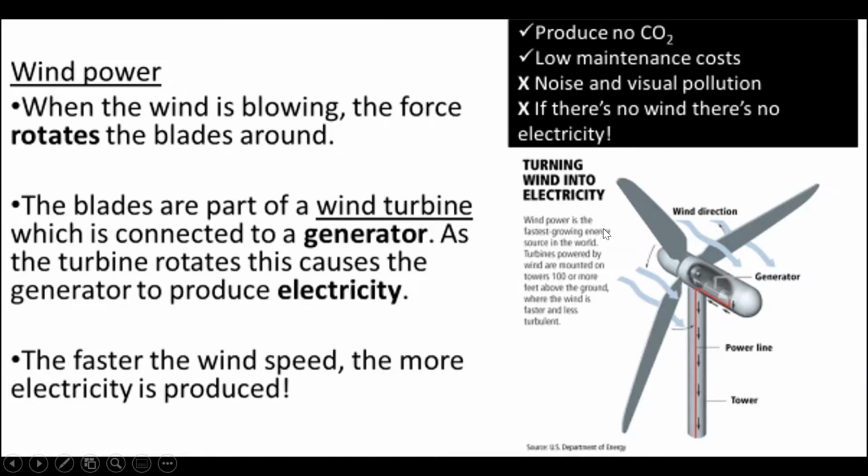Obviously you can see that there are advantages and disadvantages of this straight away. Let's start with the good. Advantage: it produces no carbon dioxide. Once they're up and running, they don't produce any carbon dioxide. Number two, they're very low maintenance. They don't often go wrong, and often don't need someone to maintain them all the time. They could have damage, but it's not very likely. They're quite big, quite sturdy.